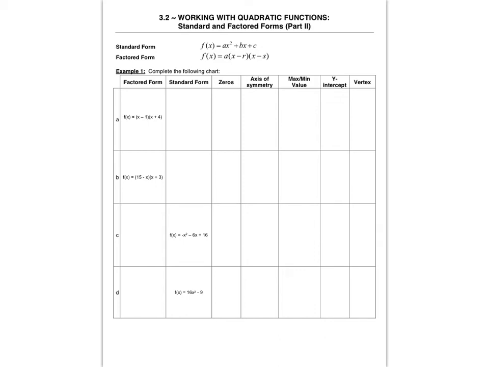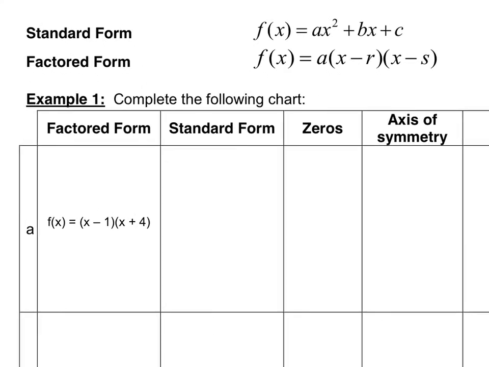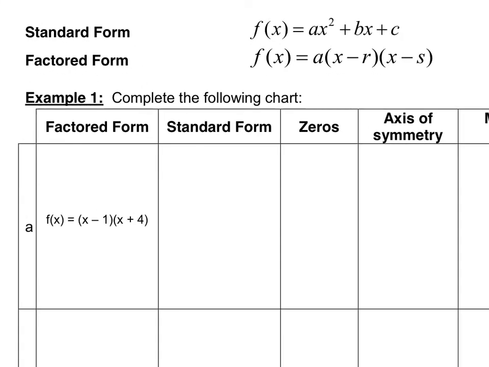Okay, so welcome back to Unit 3, and we're doing a combination lesson of 3.1 and 3.2. Basically, we're combining all of the parts that we learned in our last video together in a sort of chart format to summarize our understanding. So right now, if we look at the first example here, we've got factored form that's given to us.